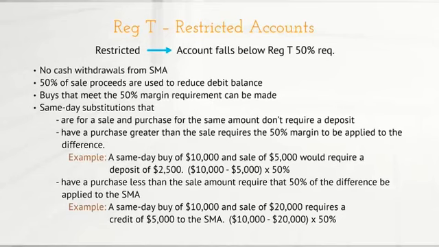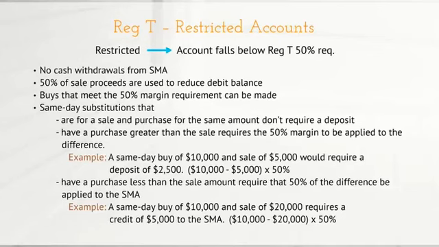Now, if there's a buy and a sell on the same day, you can use your margin to make up the difference, just like you would when it wasn't a restricted account. Now, in our example here, if you have a buy of $10,000 and a sale of $5,000, you're short $5,000, but you can still use your 50% margin for half of it and deposit the other half that you need, $2,500, into the account for these two transactions.